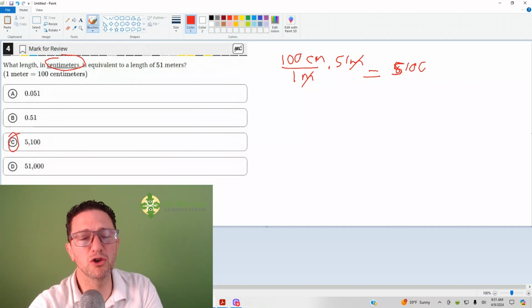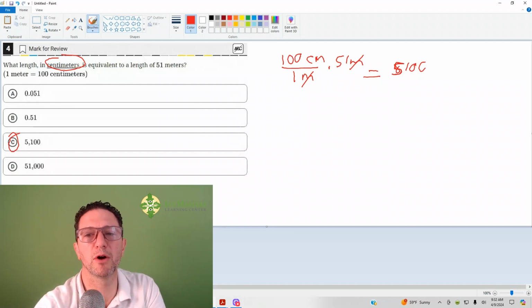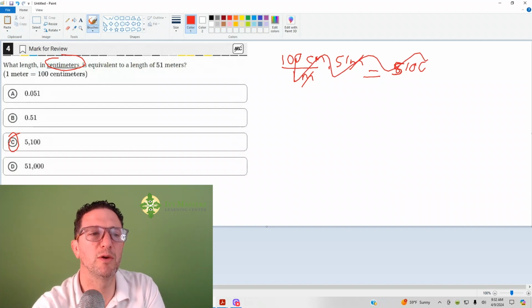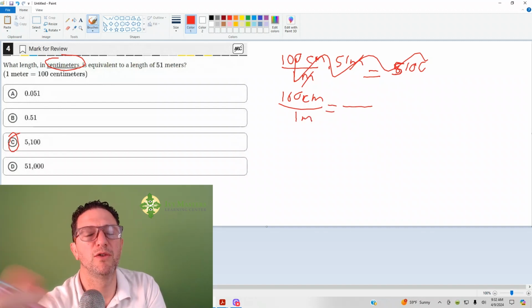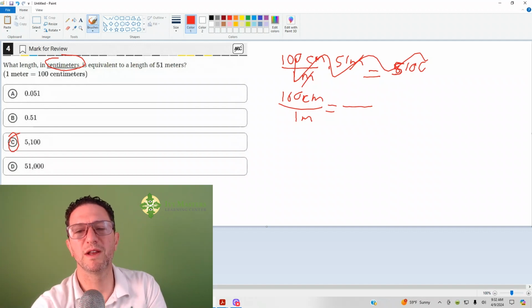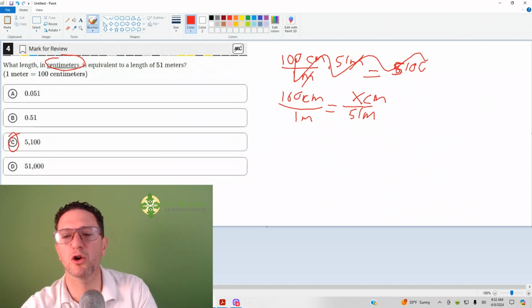Now, how else could you set it up? When you've got a conversion, what you could also do is set up a proportion. So if you prefer proportions, here's how you would do it. You could put, like we had before, 100 centimeters over 1 meter, and set it equal to, now would you put 51 meters on the top or the bottom? Well, what does it have a relationship with? The top is centimeters, the bottom is meters. It's over 1 meter, so I'm going to put 51 meters on the bottom, and then X centimeters up top. And then you're going to cross multiply, set equal, and solve.